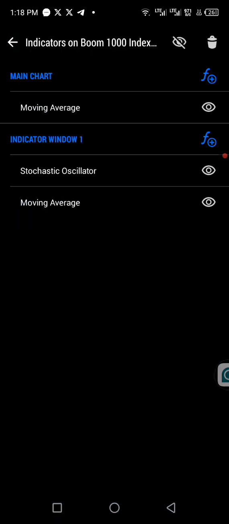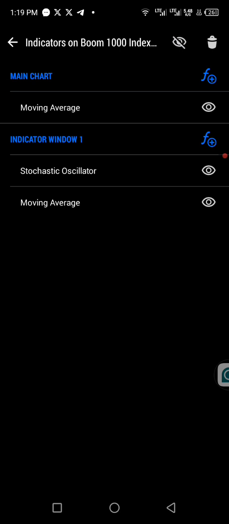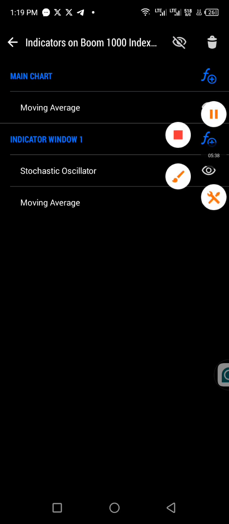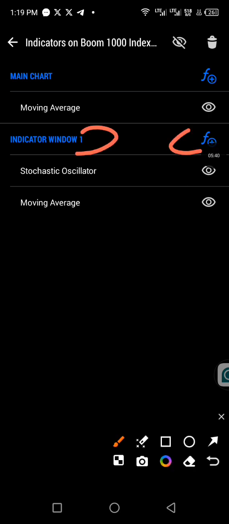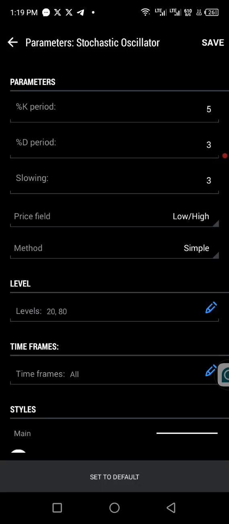Then the second indicator you're going to be using is the stochastic oscillator. If you go and add your stochastic oscillator, it's going to create this indicator window 1. This is also where you're going to click if you want to add the second moving average. But first of all, go and look for your stochastic oscillator and use these particular parameters.